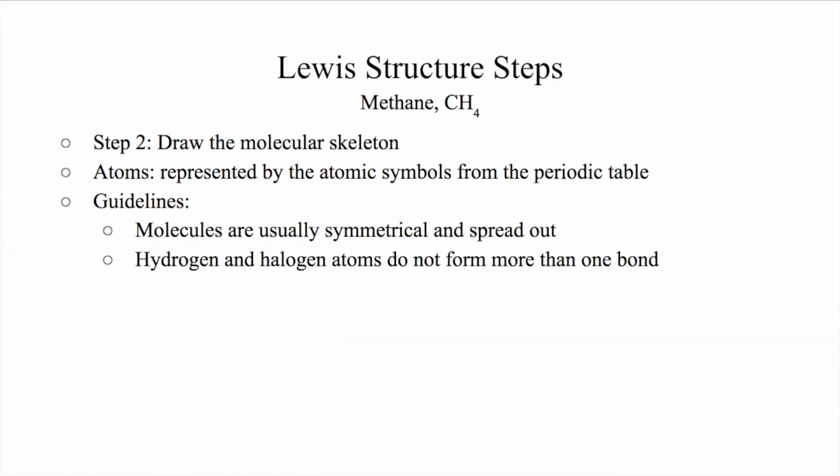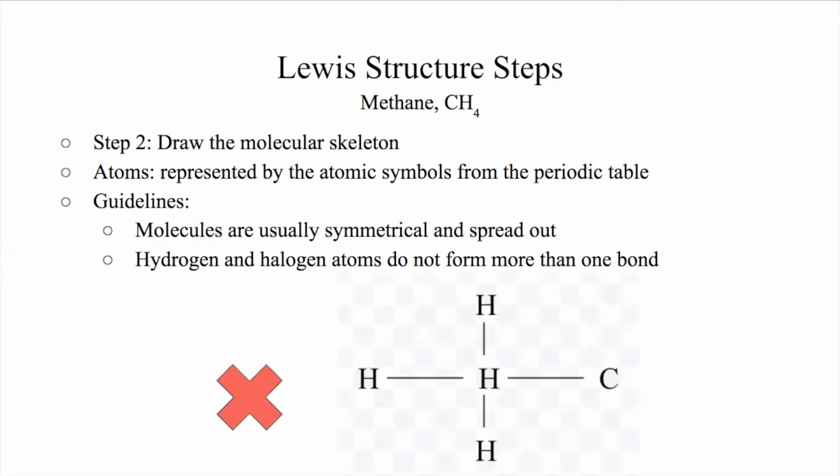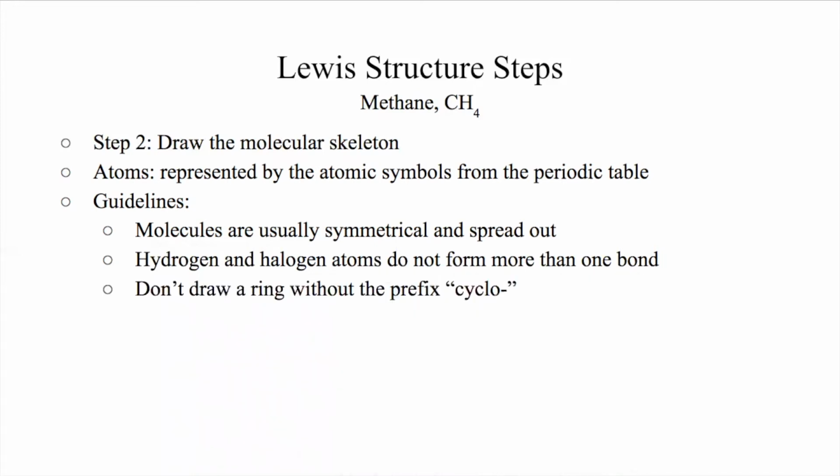Another general rule is that hydrogen and halogen atoms, the atoms in family 7A, do not usually form more than one bond. Hydrogen can't be in the center of methane, forming multiple bonds, like this. It can only ever be on the outside. Finally, remember to never draw a ring unless the molecule has the prefix cyclo. Methane does not, so it cannot be a ring. This is the molecular skeleton for methane.